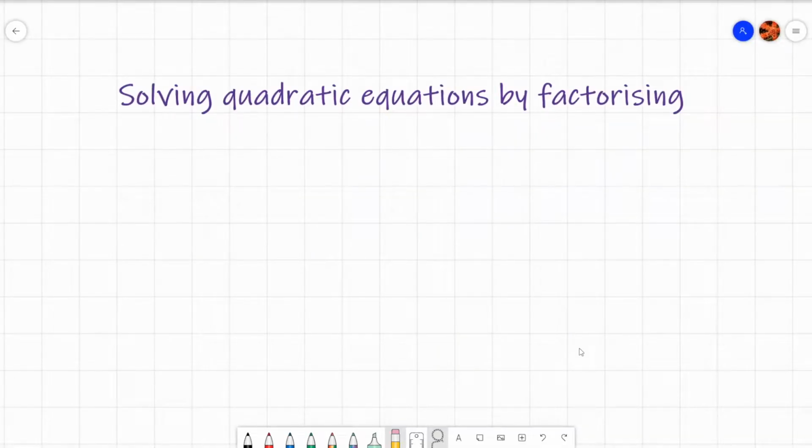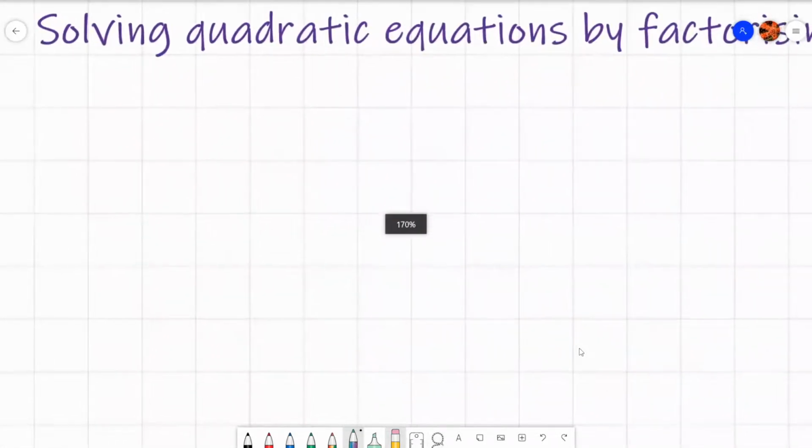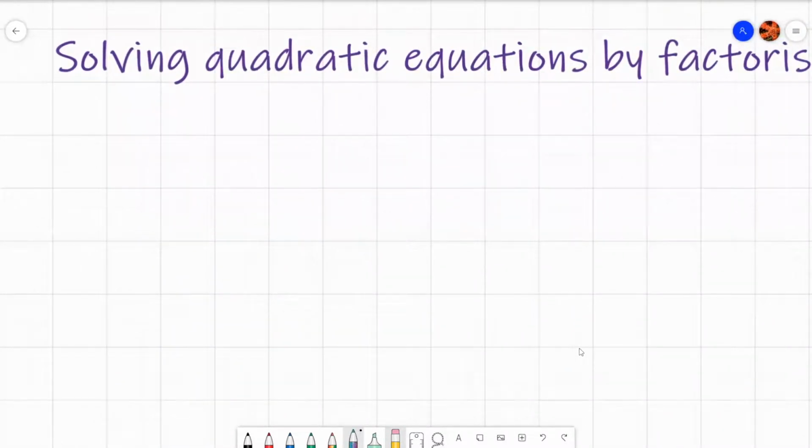Quadratic equations by factorising. Let's recap how to solve quadratic equations by factorising. Let's have a look at a few examples. The first example we will look at is x squared plus 3x plus 2 equals 0.